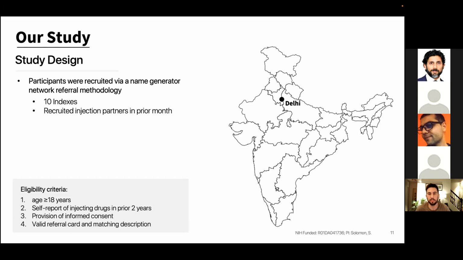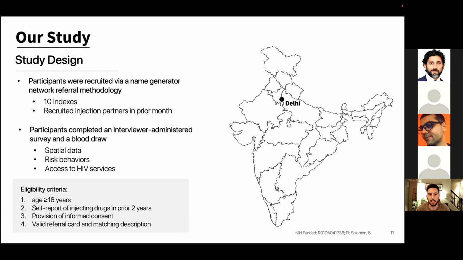Each participant was then given a referral card for each of their named injection partners, and they were asked to invite them to participate in the study. When these recruits visited the study site, their information was compared against that which was provided by the index, and if it matched, they were enrolled into the cohort and were in turn asked to do the same for their injection partners in the prior month. We used biometric fingerprint scans to identify duplicates and establish cross-network linkages in the case that the same participant was recruited by two different people.